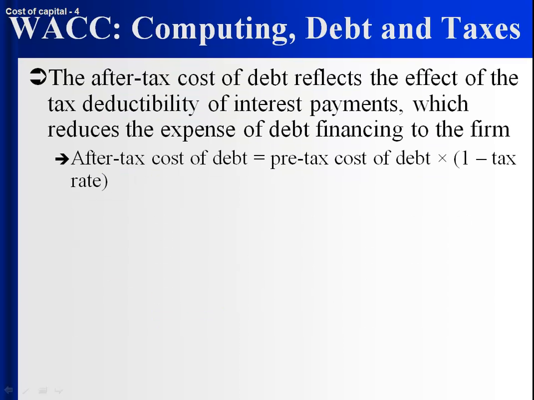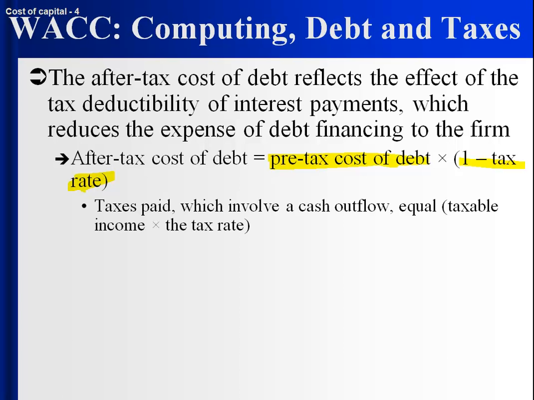However, the after-tax cost of debt, what it truly costs the firm, is different than what the investors expect. In particular, you've got your pre-tax cost of debt, which is your yield to maturity, times 1 minus the tax rate. And the reason is because interest payments are tax deductible, and therefore they lower taxable income and they lower taxes. So again, taxes paid are a real cash flow. And what are they? They're equal to taxable income times the tax rate.